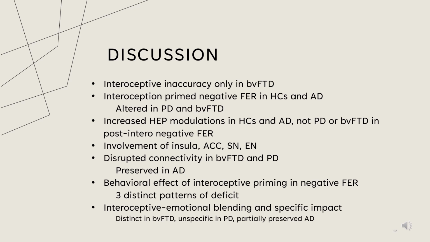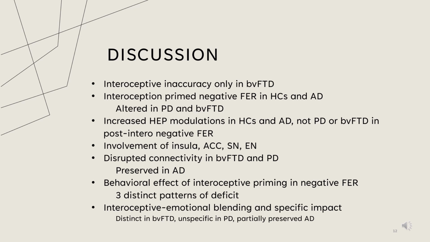Increased HEP modulations during post-interoceptive negative FER were present in healthy controls and Alzheimer's disease, but not Parkinson's disease or BVFTD. Anatomical signatures in all groups evidenced the involvement of the canonical cortical hubs, the insula and the ACC. It also evidenced the involvement of the salience network in the integration of interoceptive emotional processes, and the role of the EN in exteroceptive emotional processes, and the impact each has at the systems level.